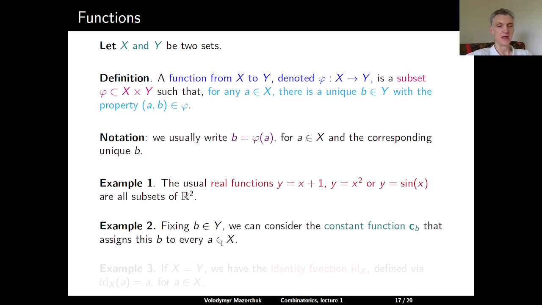Another example, for any non-empty set Y and for any element b in Y, we can consider the constant function c_b from any set X to this Y, which sends all elements in X to this b. Example 3, if X is equal to Y, then we have the identity function on X, which is defined as follows. It sends each element a in X to the same element a, to the element a itself.